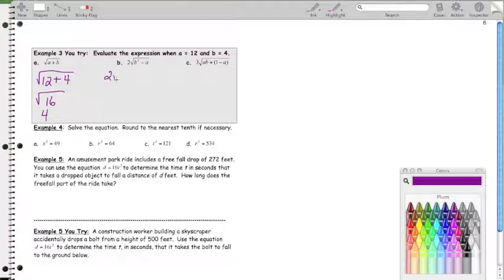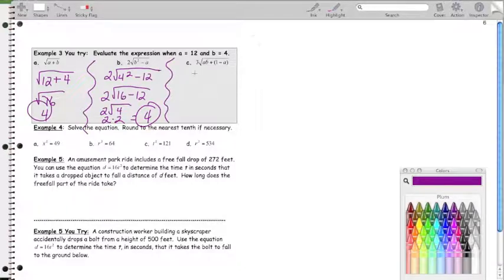Letter B, I have 2 times the square root of b squared minus a, which is 4 squared minus 12. So I'm going to work everything underneath the radical, or underneath the square root symbol. 4 squared is 16, so then I have 16 minus 12. This is going to give me 4. Now I know the square root of 4 is 2, so I get 2 times 2. So my final answer is just 4.